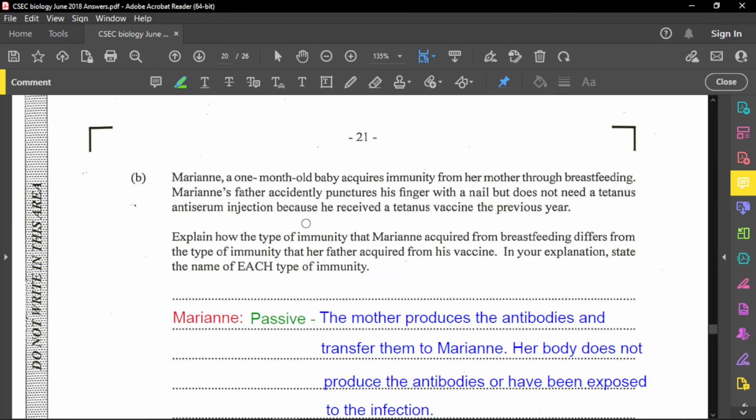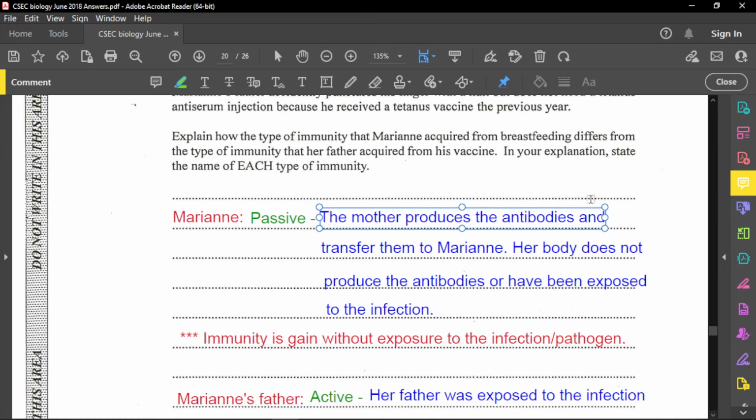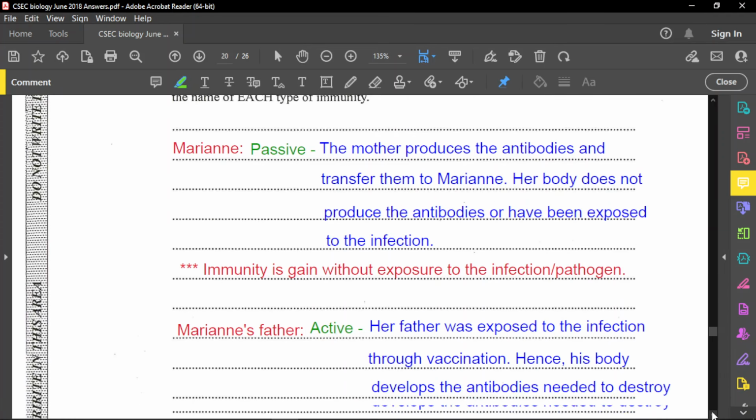In your explanation, state the name of each type of immunity. For Marian, her immunity is passive, and you're going to mention that. How this works is that the mother produces antibodies and transfers them to Marian. So her body does not produce the antibodies or have to be exposed to the infection. She acquired it passively. A point to note for Marian's type of immunity is that immunity is gained without exposure to the infection or pathogen. So it's a transfer of the defense mechanism from the mother to the child.